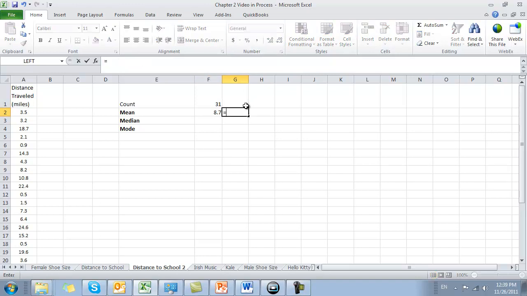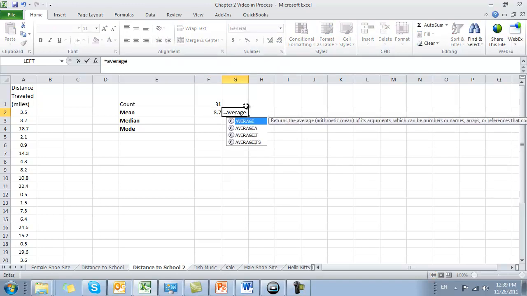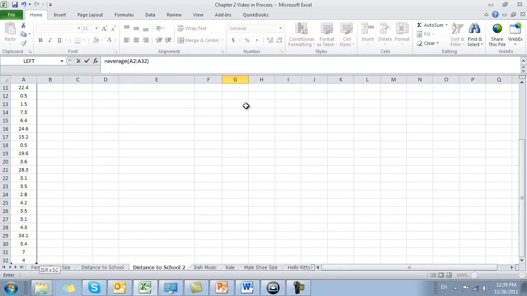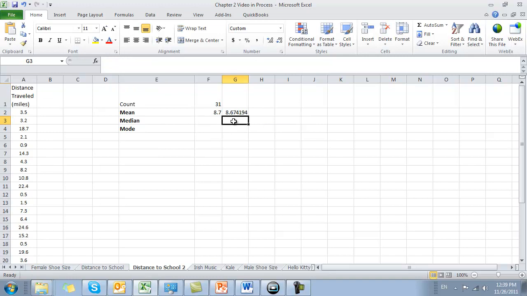Of course, I could also let Excel simply do the math for me and say calculate the average. And that will return the arithmetic average. You see here the exact same answer of 8.7. Again, I'm getting rid of unnecessary decimal points.